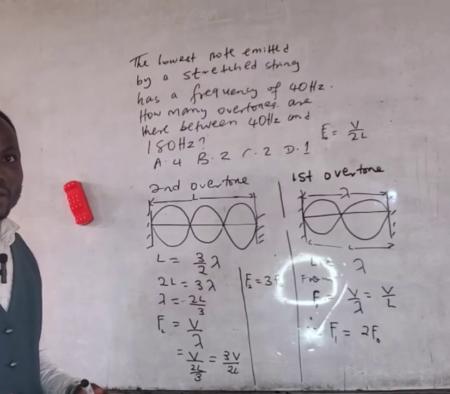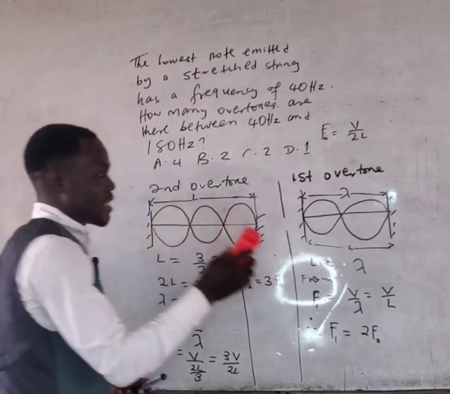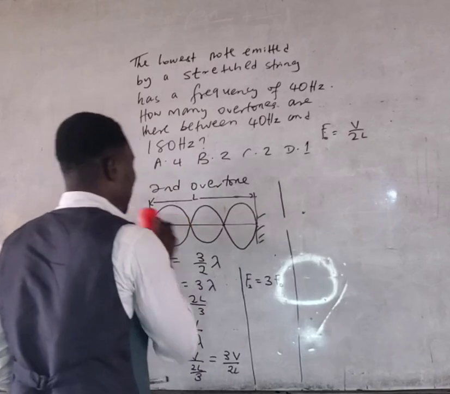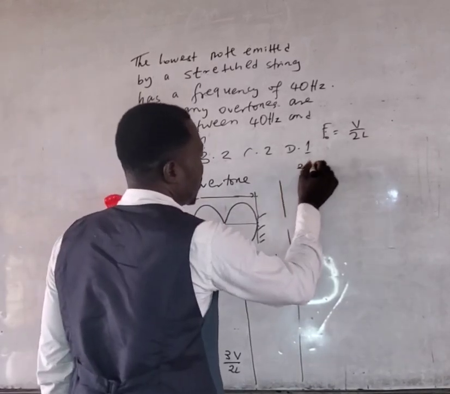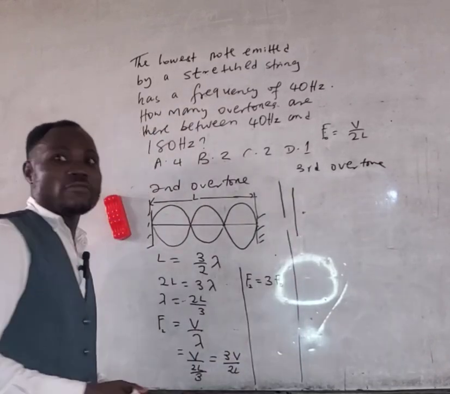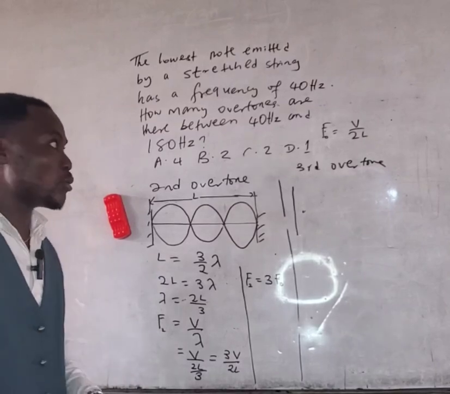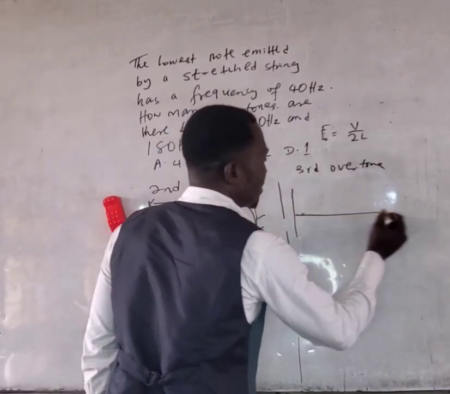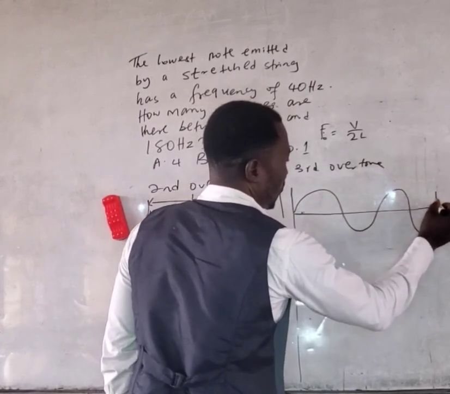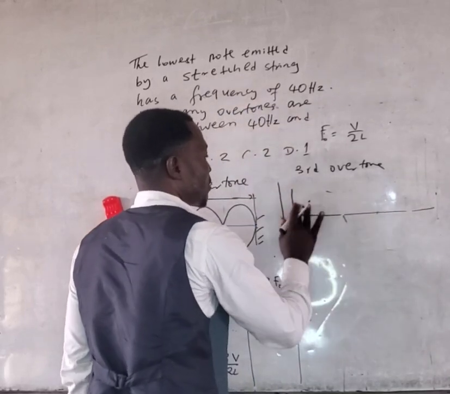Are we following? All right. So let's get one more: third overtone. In each overtone, simply add one more loop. So in the third overtone, let's still do the same thing. Excuse me, let's make it look better.